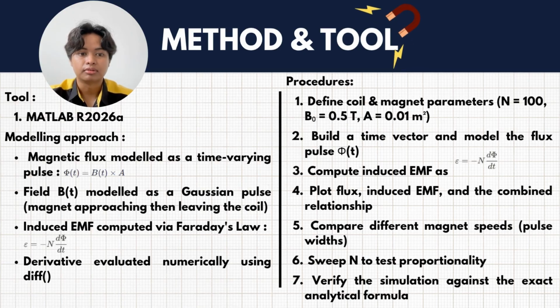Our procedure has 7 steps. Define the coil and magnet parameters: N equals 100, B naught 0.5 Tesla, and area 0.01 meter squared. Build the flux pulse, compute the EMF, plot the results, compare different magnet speeds, sweep the number of turns, and finally verify against the exact analytical formula.